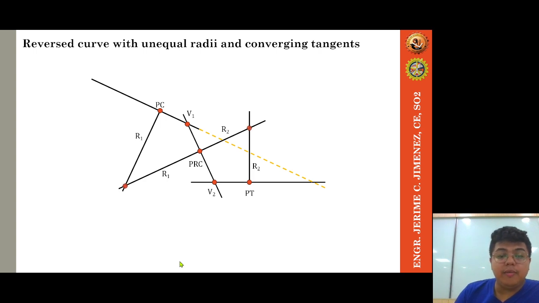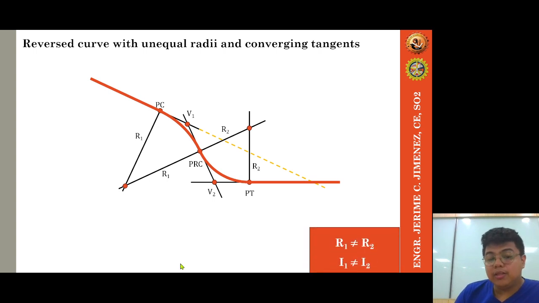So once all elements are completed, we can now draw the reverse curve. Okay? And take note that in type 4, R sub 1 is not equal to R sub 2, and I sub 1 is not equal to I sub 2. Okay?